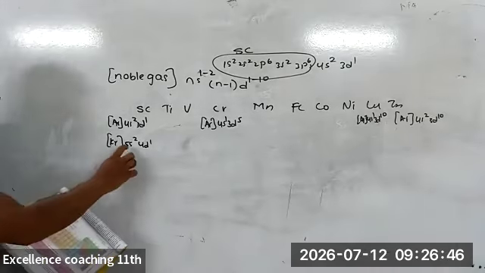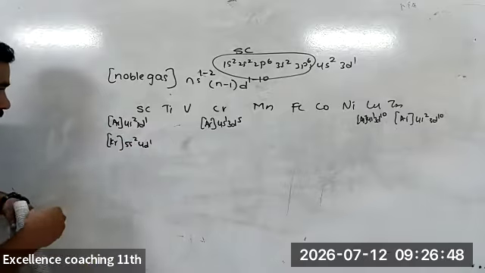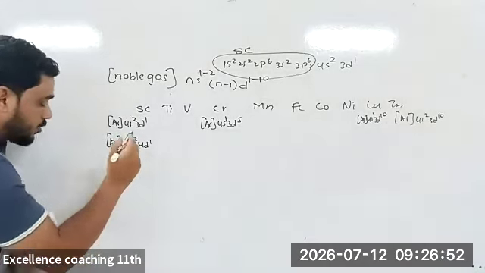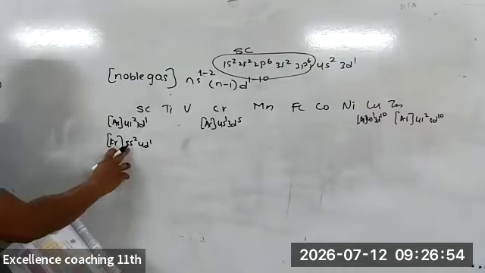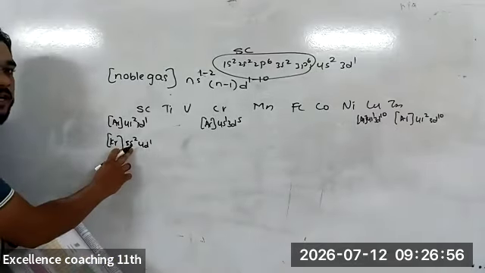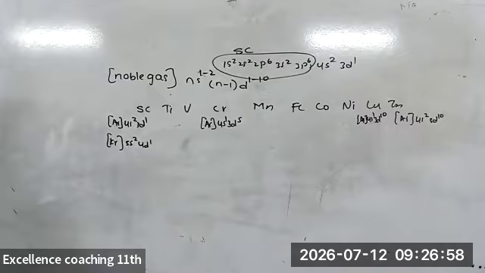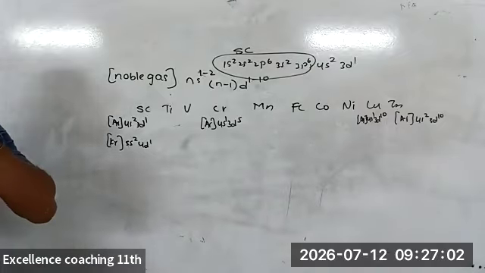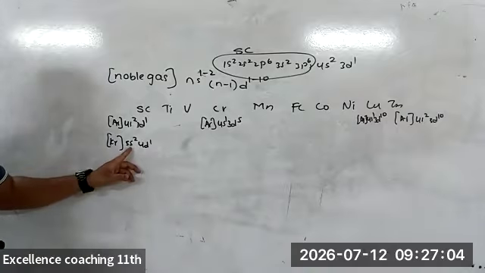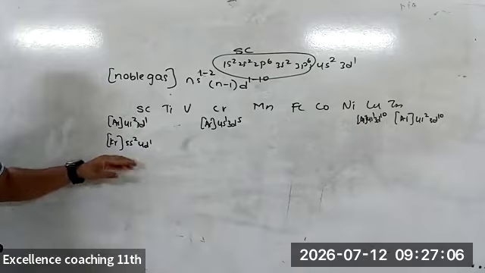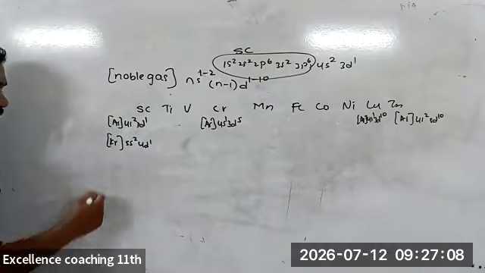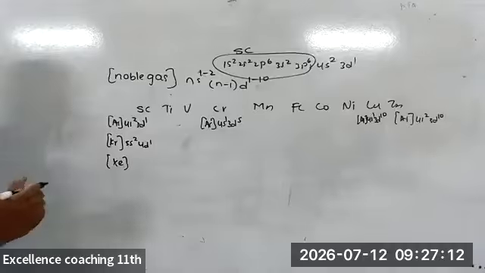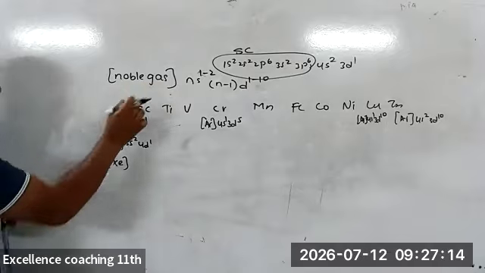The electronic configuration is 4d1, sorry, 5s2 for the last: 4d1 5s2. So like this, argon, krypton, what will be the next one? It will be xenon. So the noble gas will change.